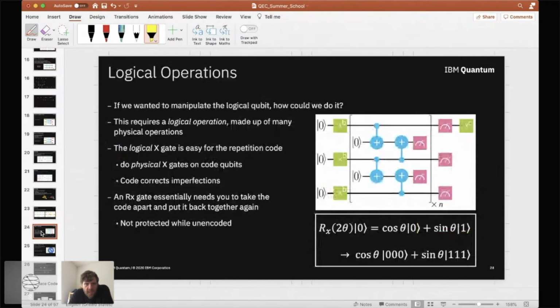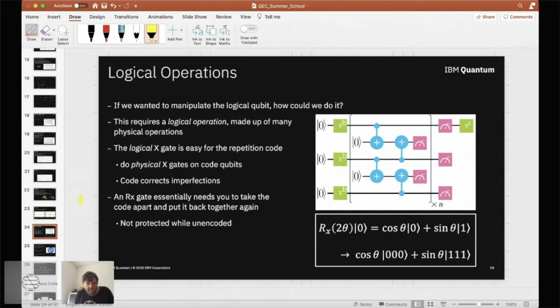Okay, let's talk about logical operations. If we did not just want our qubit to sit there and be 0 or 1, but we actually wanted to do things to it, how would we do that? So this is the notion of a logical operation. When we encode in quantum error correction, we take a single qubit of information and spread it across many qubits. And so similarly, when we want to do something to that, if we want to do an X operation on our qubit, we cannot just do it on a single qubit. We have to do it across our entire encoding in some way. And the way that we do this depends on the exact code that we're using.